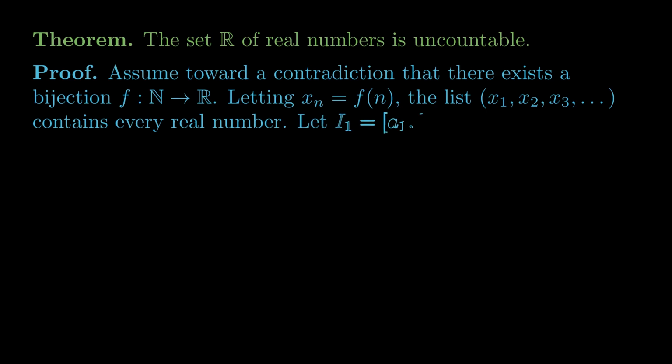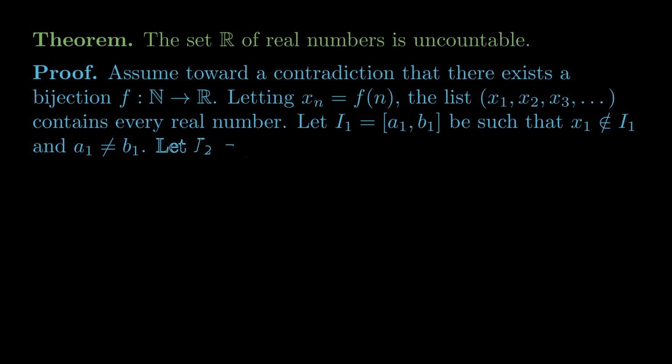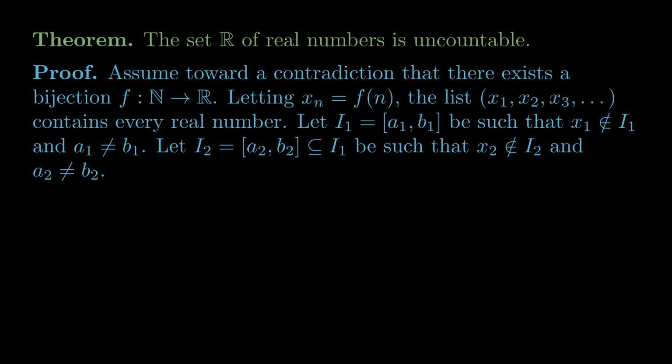Let I1 be some closed interval that does not contain x1, and we'll require that this is actually an interval with some length, that the two endpoints aren't just equal to each other, making it a singleton set. We can then define I2 to be some sort of closed interval contained within I1 that does not contain x2. And again, we'll require that its endpoints are not equal to one another.